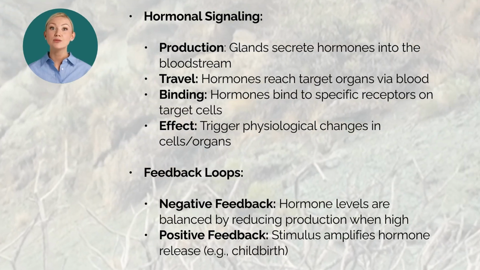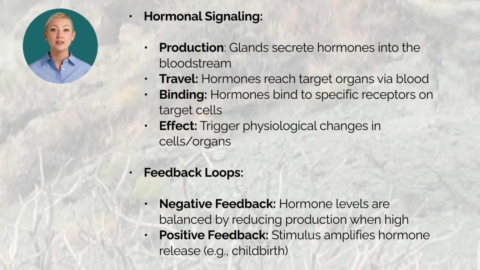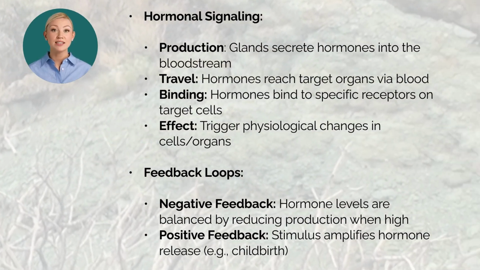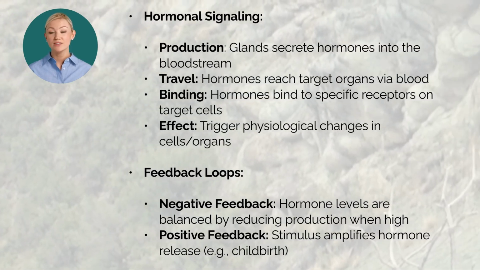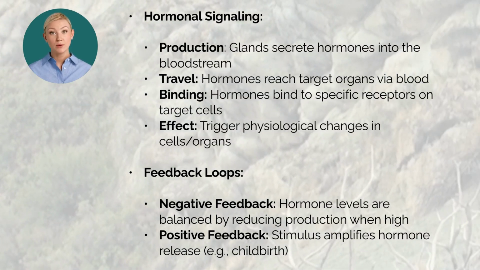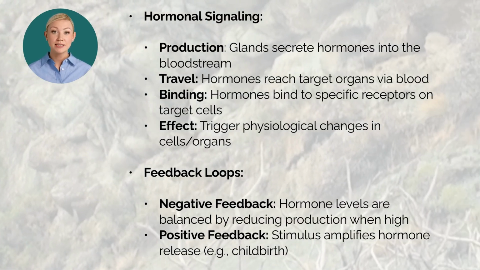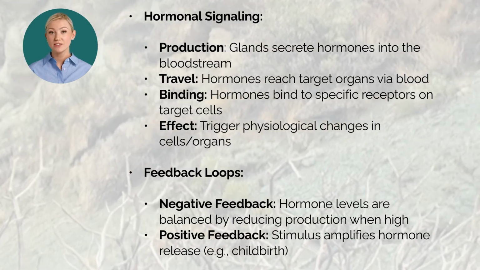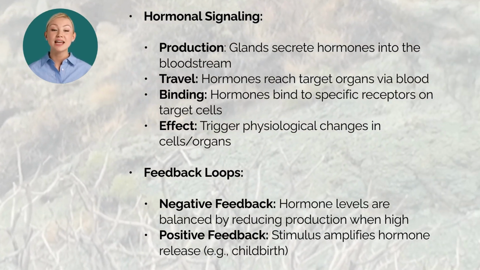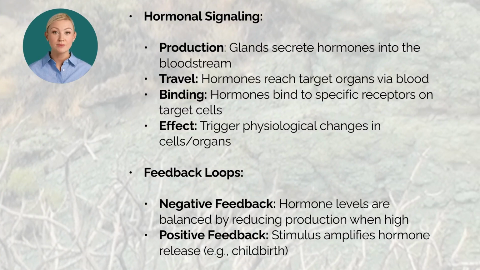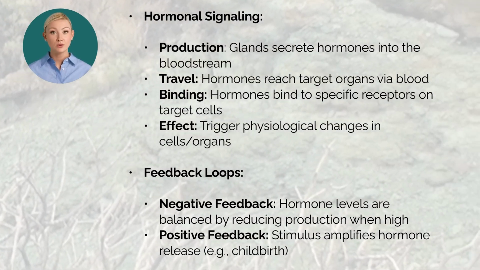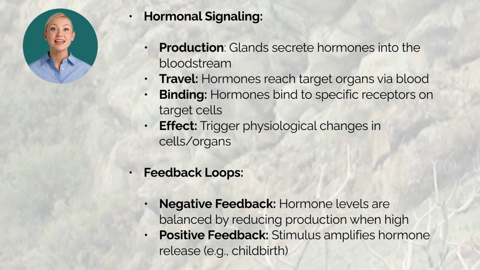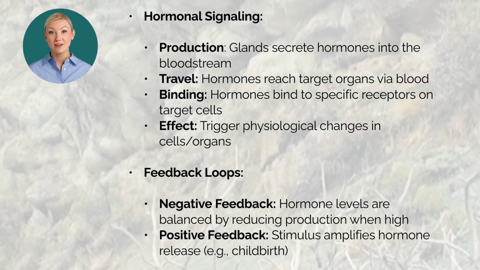Binding. Hormones bind to specific receptors on the target cells, like a lock and key. This binding triggers a response within the cell, leading to a physiological change. Effect. Depending on the hormone, this could mean increasing metabolism, stimulating growth, regulating sleep cycles, or other functions. One key point to remember is that hormones work in feedback loops. This means the body carefully controls hormone levels, increasing or decreasing production as needed. It's a balancing act that keeps everything running smoothly.